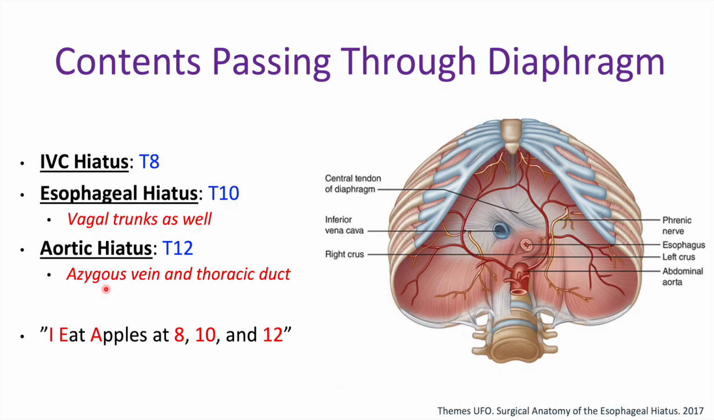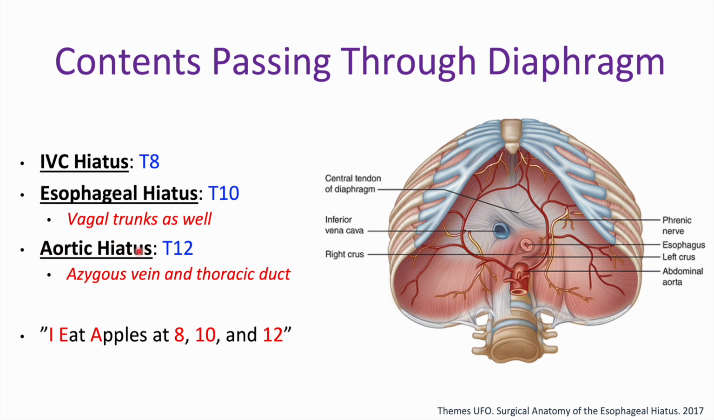Another really important correlation here is going to be what's traveling through the diaphragm. And so we're going to have 3 key structures that are going to pass through the diaphragm: a vein, an artery, and a muscle. And so most superiorly, we're going to have our inferior vena cava, and that's going to be the inferior vena cava hiatus, where it passes through, which is at T8. We're also going to have the esophageal hiatus, which is where the esophagus is going to run through. That's at T10. And we talked about how the vagus becomes plexiform and then gives off the vagal trunks along the esophagus. So it makes sense the vagal trunks are also going to run through here.